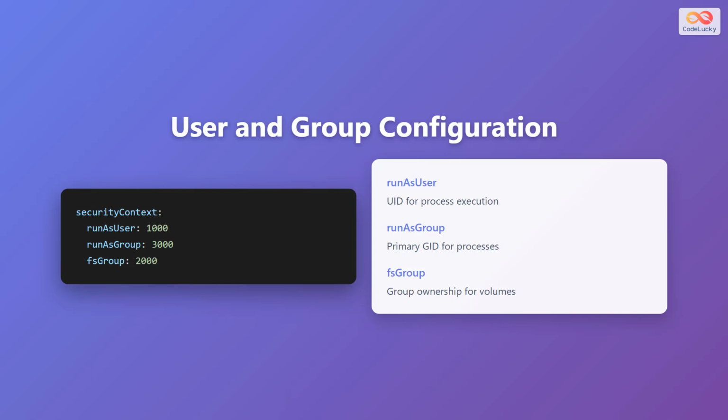Let's dive deeper into user and group configuration. The runAsUser field specifies the user ID for process execution within the container. The runAsGroup field sets the primary group ID for all processes in the container. The fsGroup field is particularly important for volumes, as it defines the group ownership for mounted volumes. When fsGroup is set, Kubernetes automatically changes the ownership of volume files to match this group ID, ensuring the container can access the volume with appropriate permissions.